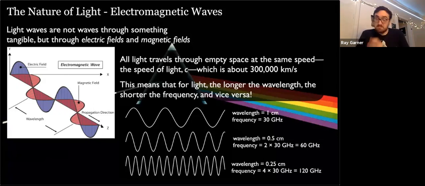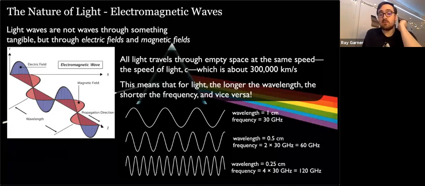But we tend to, the most important one is light through empty space, which is 300,000 kilometers per second. And so because all light travels at the same speed, that means their wavelengths and their frequencies have to balance each other. So in other words, the longer the wavelength of light, the shorter the frequency, and vice versa. The longer the frequency, the shorter the wavelength.